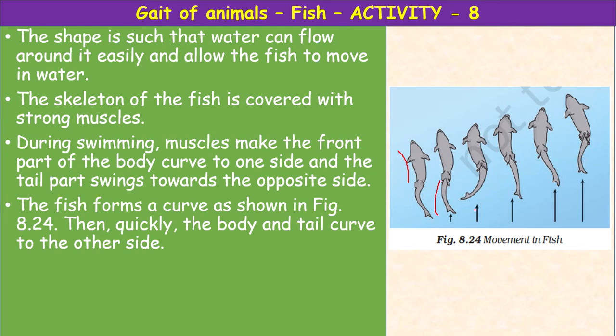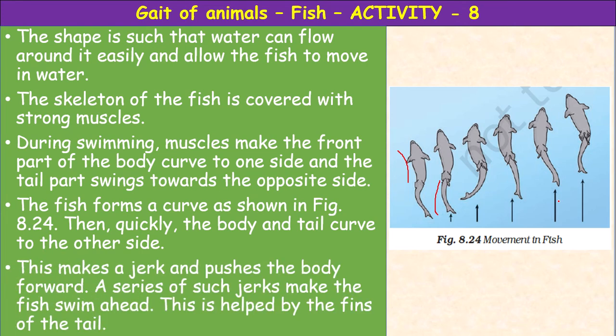The fish forms a curve as shown in this figure. You can see here it is forming a curve. Then quickly the body and the tail curve to the other side. This makes a jerk and pushes the body forward. A series of such jerks make the fish swim ahead. This is helped by the fins of the tail. So here the fins are there.